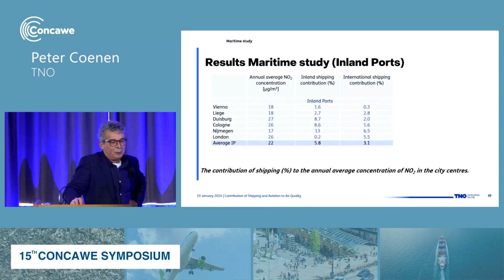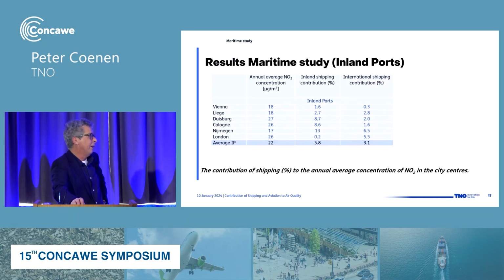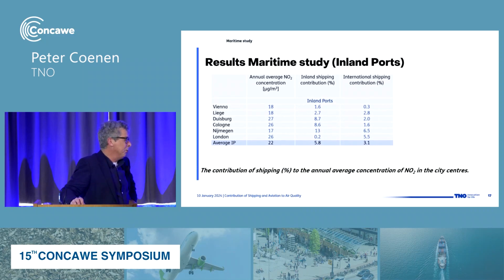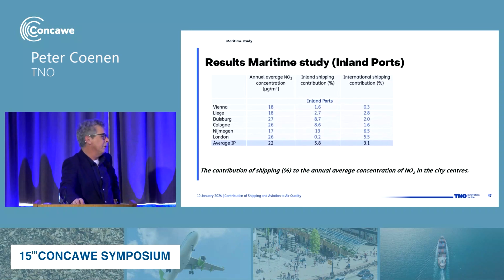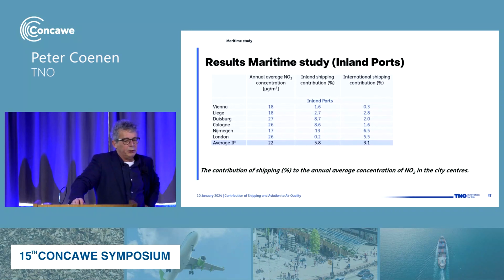That comes from this picture, and you see that for the main inland shipping harbors like Duisburg, Cologne, they have the highest contribution, but you see there Nijmegen, that's on the border of Germany and the Netherlands, where the Rhine enters the Netherlands, and all the inland shipping to Germany over the Rhine crosses Nijmegen, and it's a river close to the city center, and that's why you have there a very high contribution of inland shipping to the NO2 concentration.